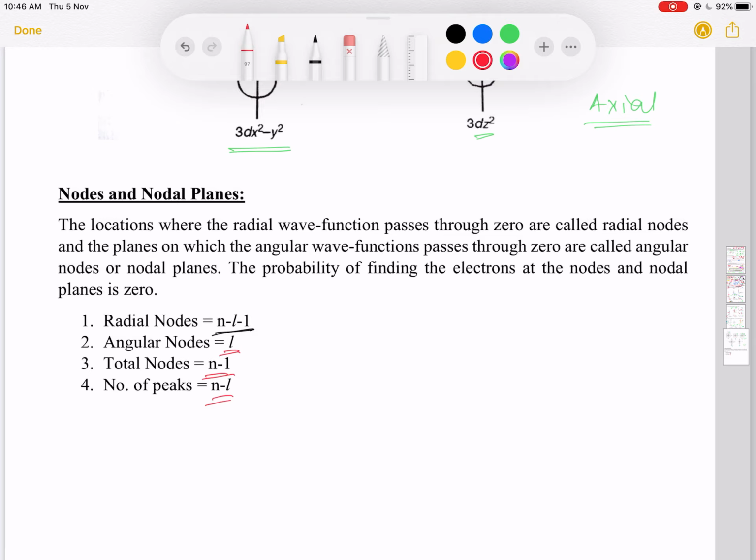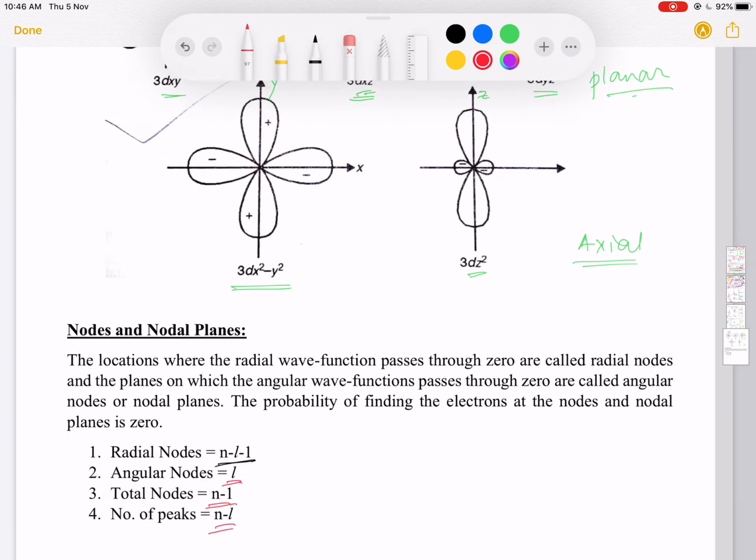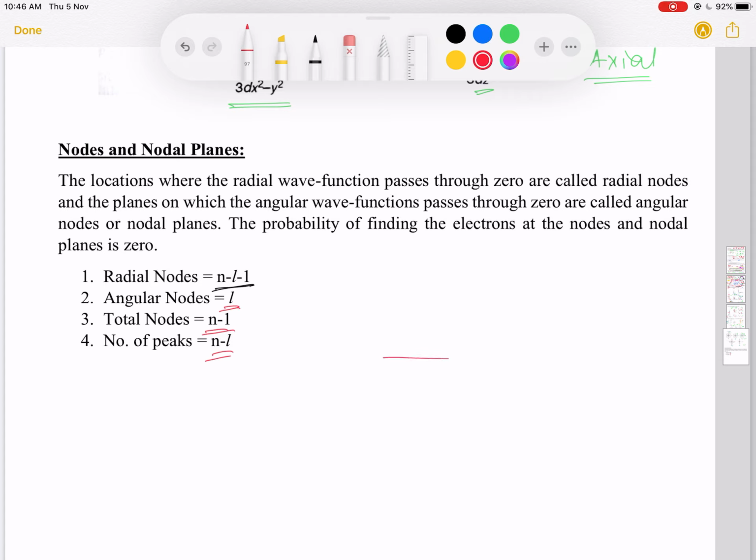So how will I explain nodal planes and nodes? Let us take these axes. This is the x axis, this is the y axis, this is the z axis. This is a p orbital, nothing but the pz orbital. Now see, this is a node, because the probability of finding the electron here is 0.